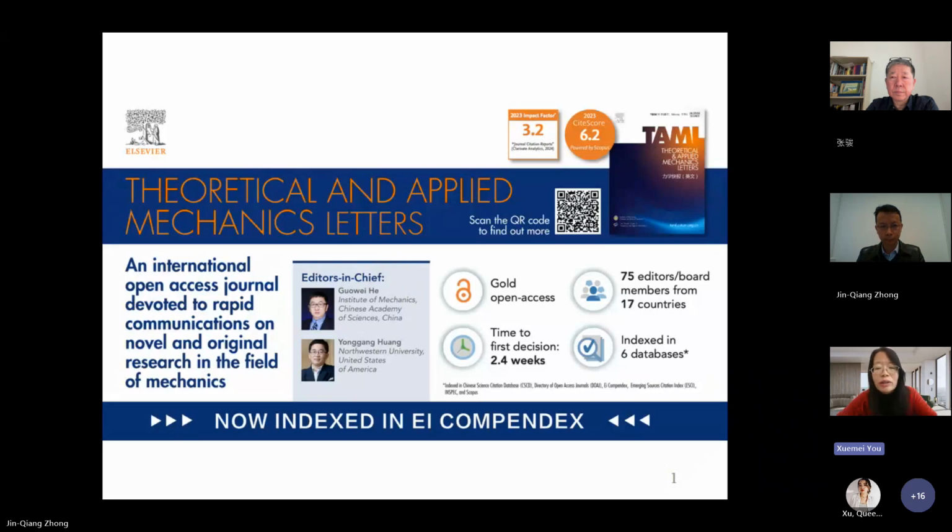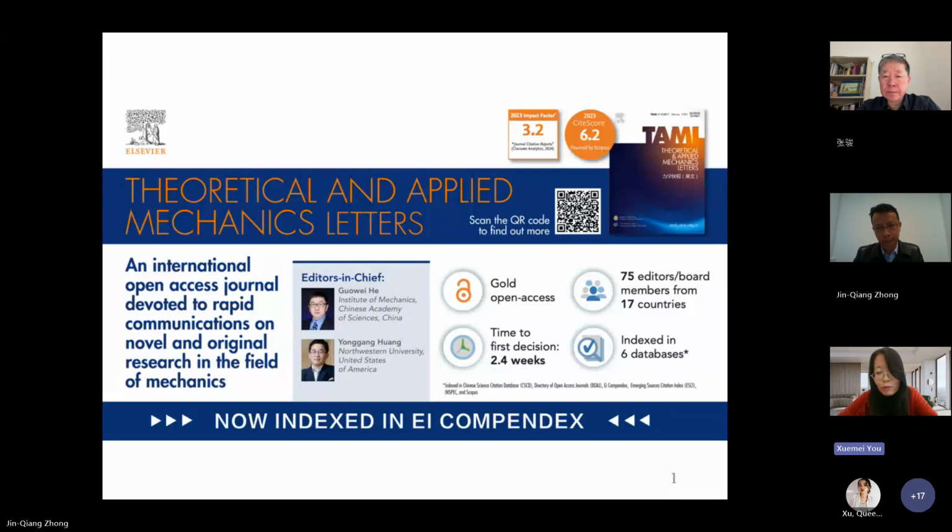TAML aims to publish cutting-edge research in theoretical, computational, and experimental mechanics, emphasizing originality and rapid dissemination of advances in science, engineering, and technology. The impact factor for this year stands at 3.2, with a science score of 6.2, reflecting the high quality and relevance of our published research. We ensure swift publication with an average time to first decision of just 3 weeks, facilitating timely exposure of groundbreaking work to the academic community.